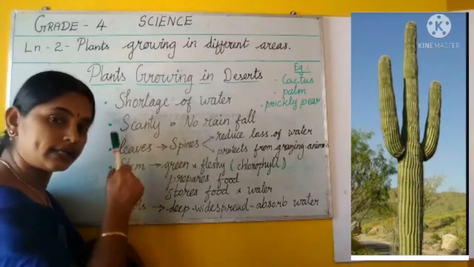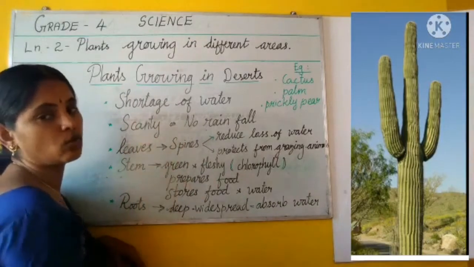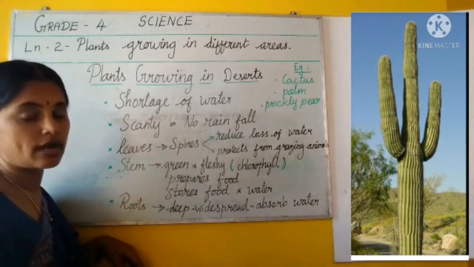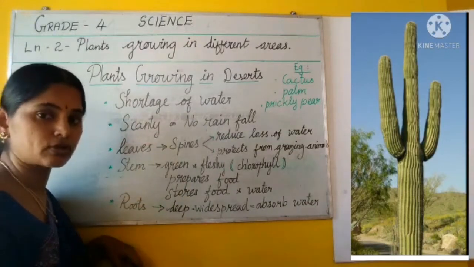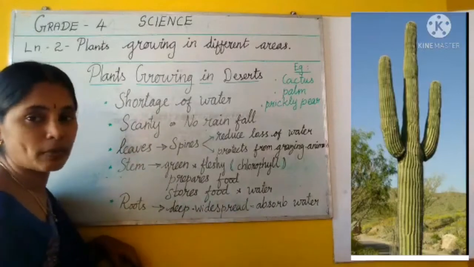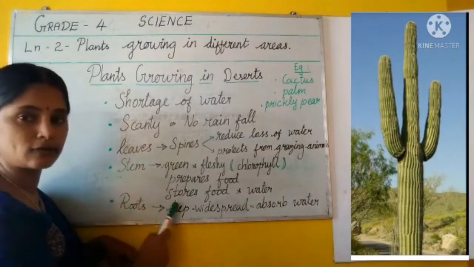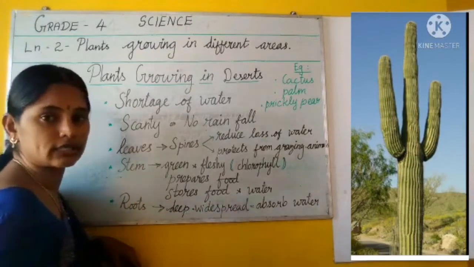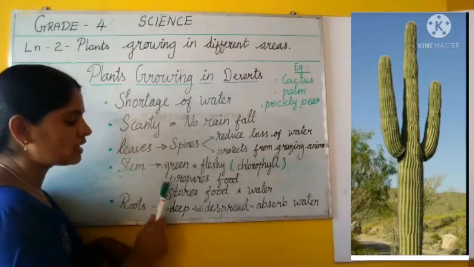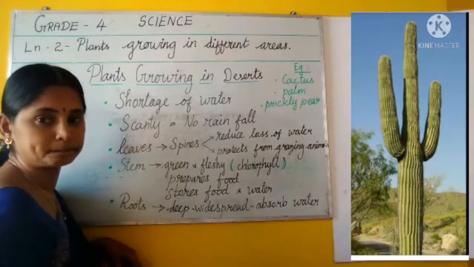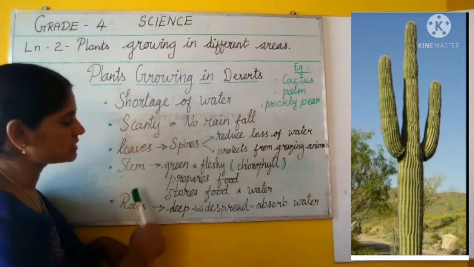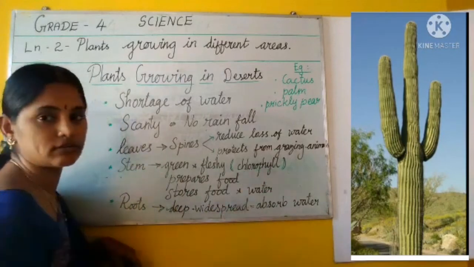And it stores food and water. It prepares food and it stores also, food and water. Clear? Which part of the plant? The stem part of the plant stores food and water. In which region? In desert region plants, the stem stores food and water. And the stem prepares food, because the stem has chlorophyll.